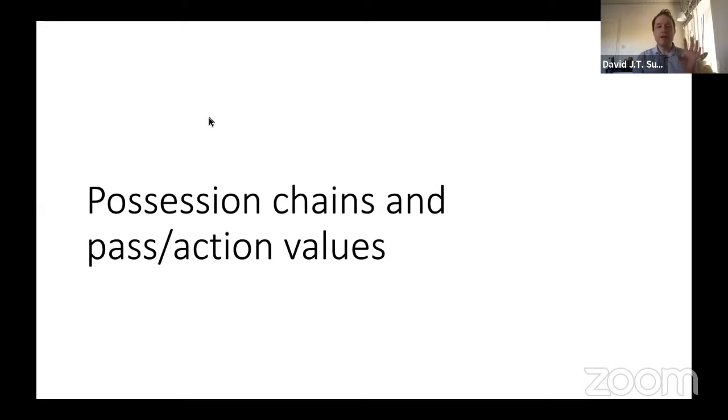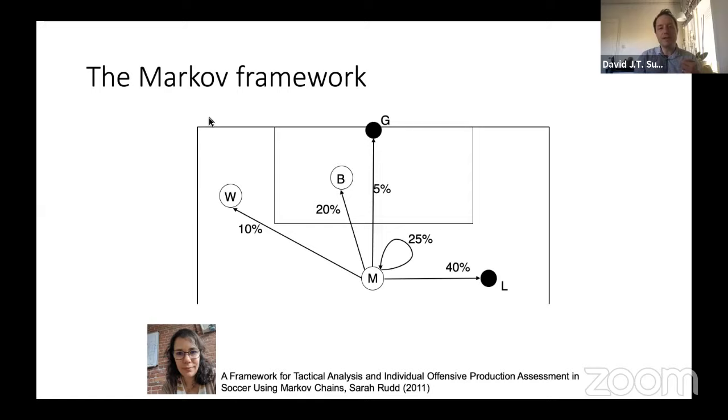But the basic idea is to evaluate different actions that players perform in the same way as we evaluate expected goals. The first reference I have to this type of approach in football came from a paper by Sarah Rudd, where she basically made a Markov chain formulation of where the ball goes to in different situations. Here I made a very simplified version of her model, with a probability of transitioning from midfield into the box, midfield into goal, to losing the ball, and so on. You can build up a model which looks at those transition probabilities. And if your particular player has better quality transition probabilities than other players, then you can say that player is a better player. That's the basic idea.